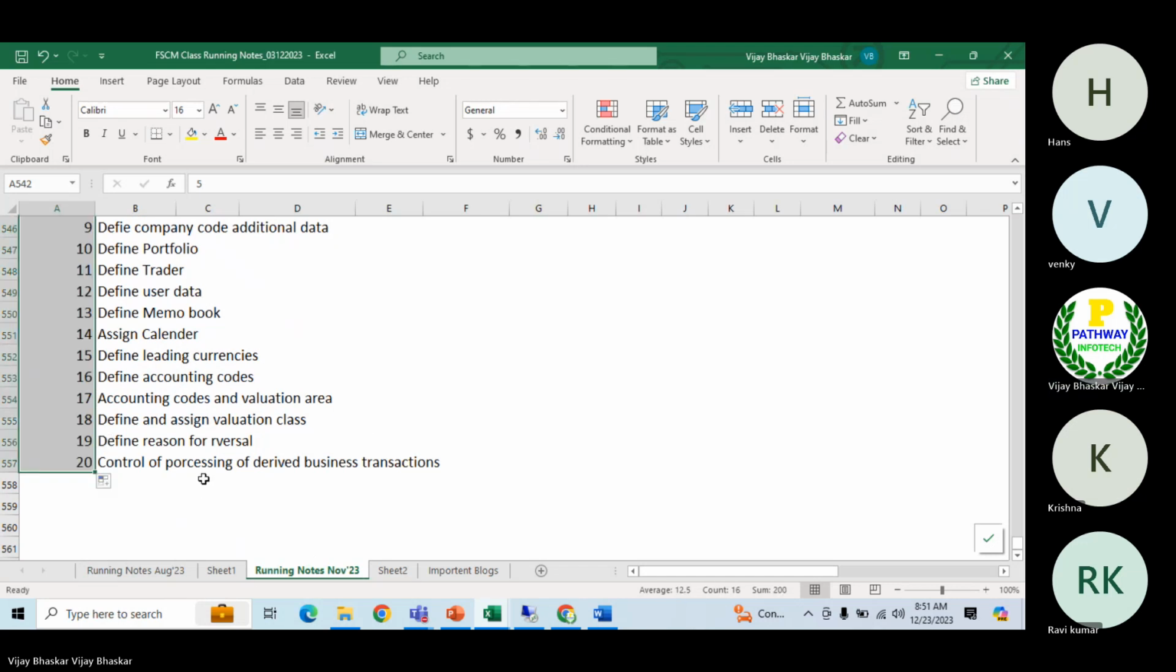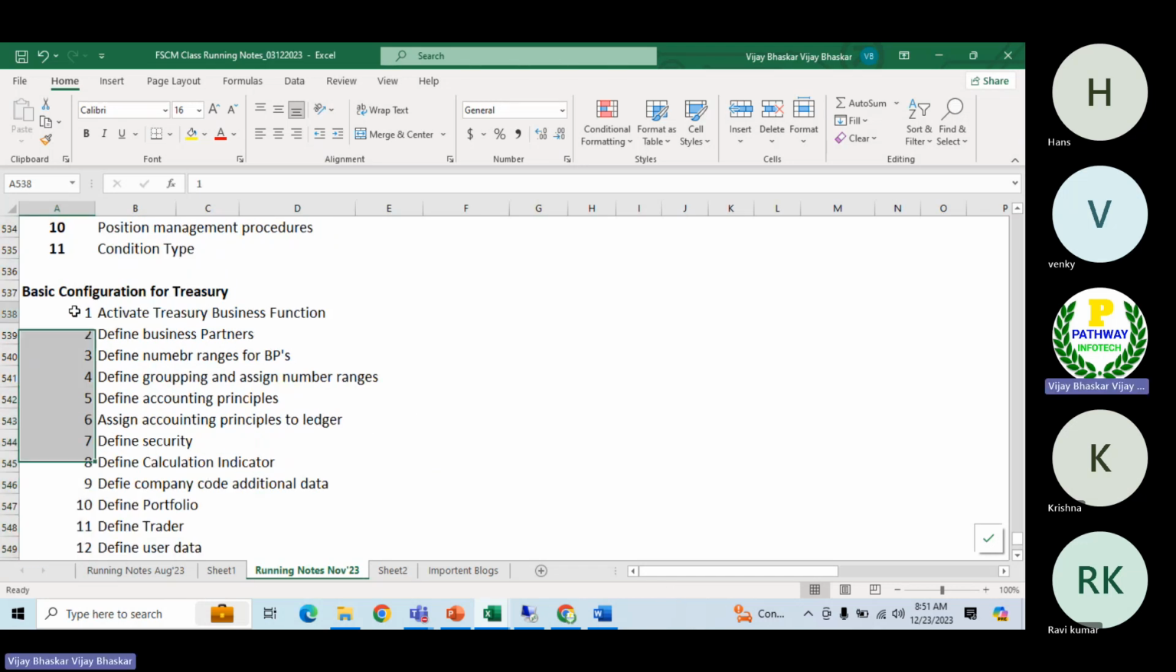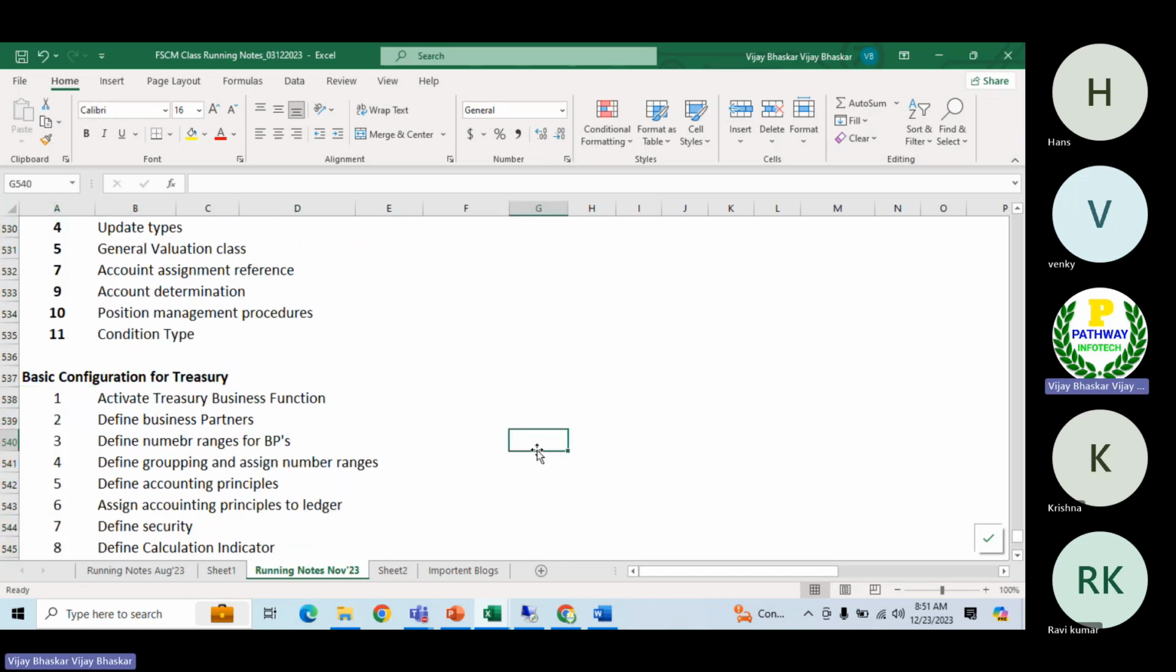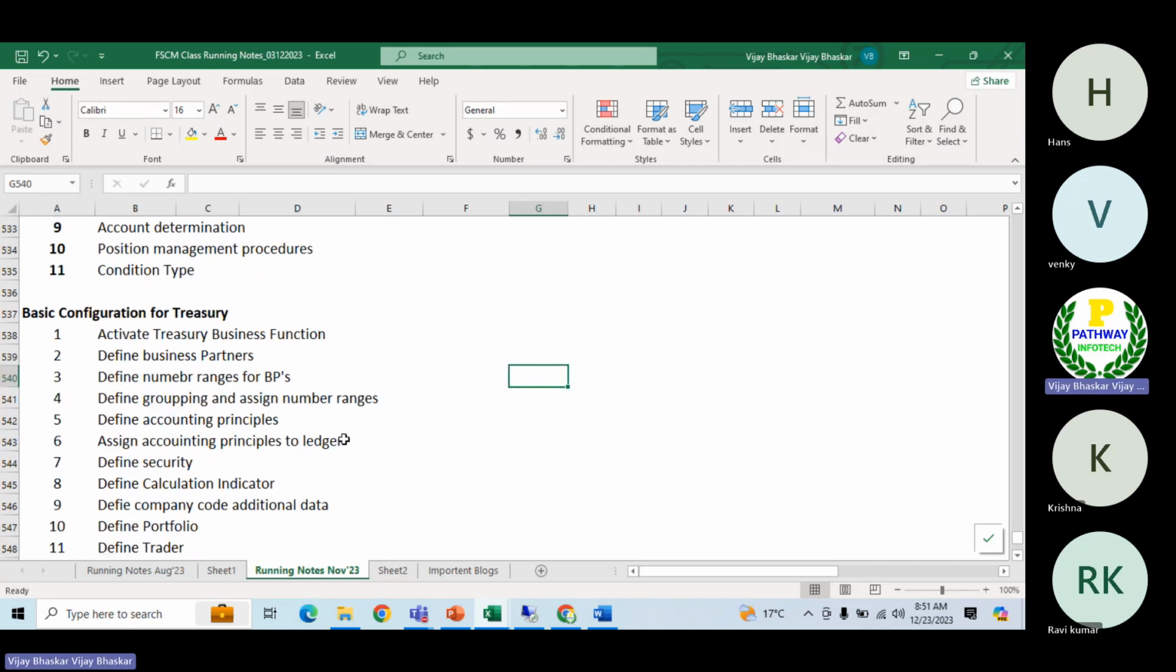Okay, so these are the configuration steps which are required. I will start all these configuration steps in the next session, in tomorrow's session. But before winding up the session today, I just want to know, is anyone having any issues about the previous sessions, I mean, about the cash and liquidity management?